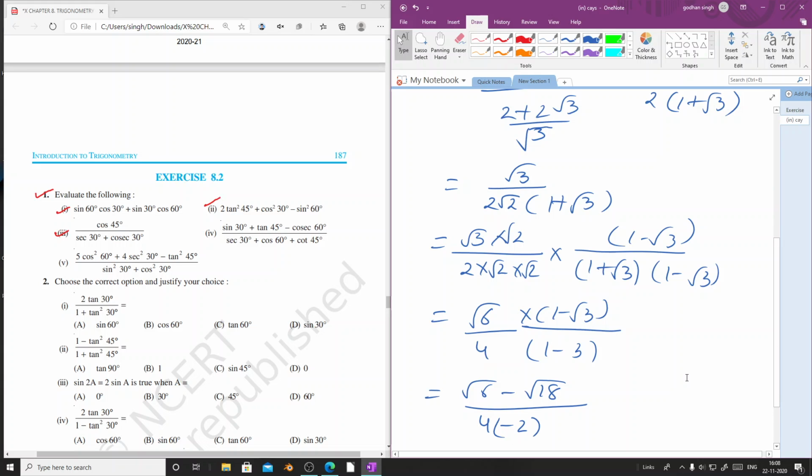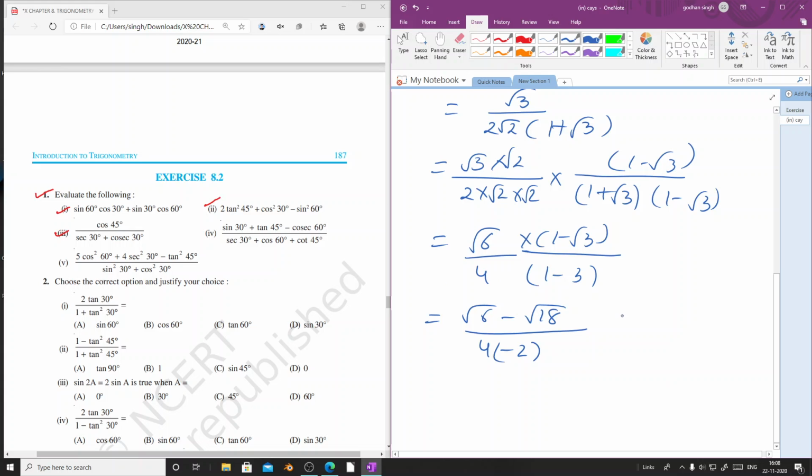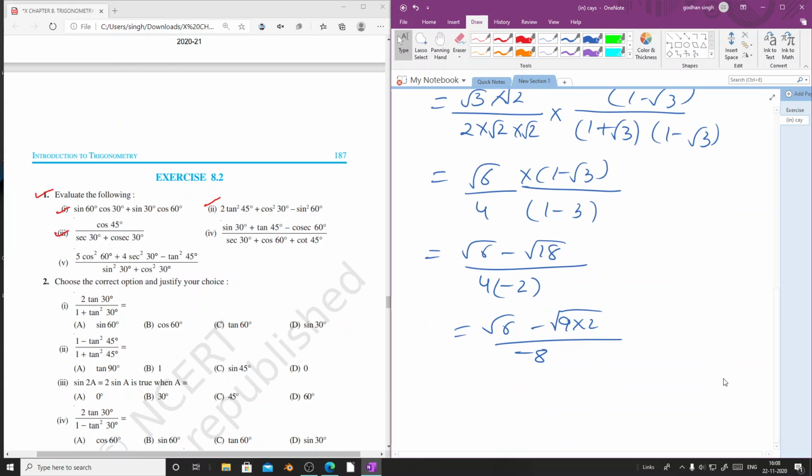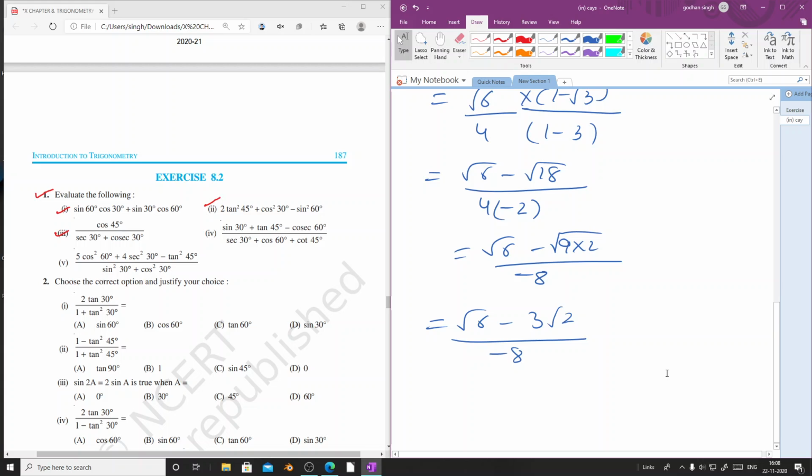So root 18 we can write as 9 into 2, so this is root 6 minus root 18 can be written inside root as 9 into 2 over 4 into minus 2, that is minus 8. So this will give us equal to root 6 into, and square root of 9 is 3, so we will be getting minus 3 root 2 over minus 8, and we do not write negative in the denominator, so we will take it up.